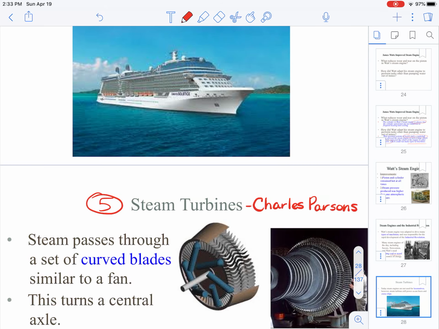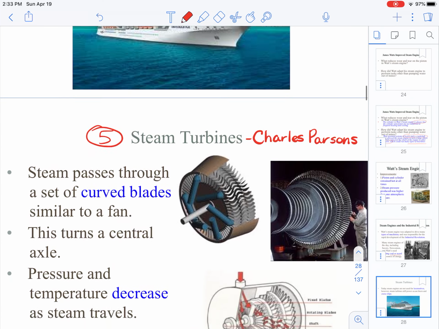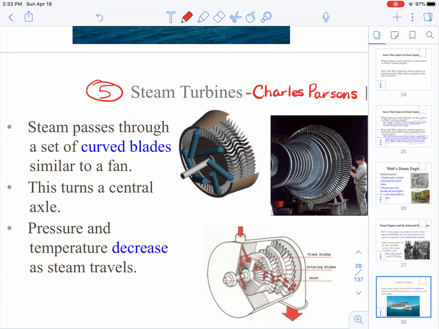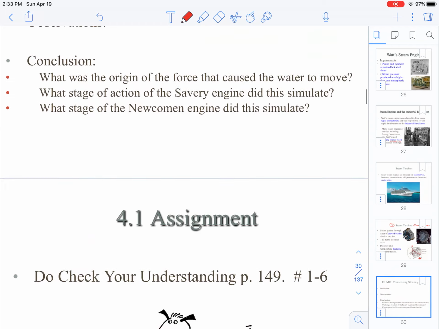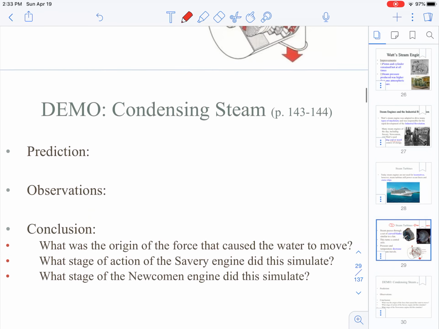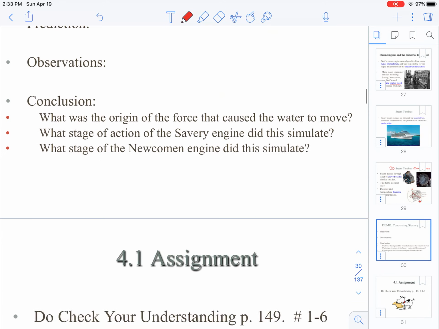And that leads us to talk about guy number 5. That was Charles Parsons, who used this curved blade system and passed steam through that, and developed the steam turbine that we're using now. And I think that just about wraps it up.